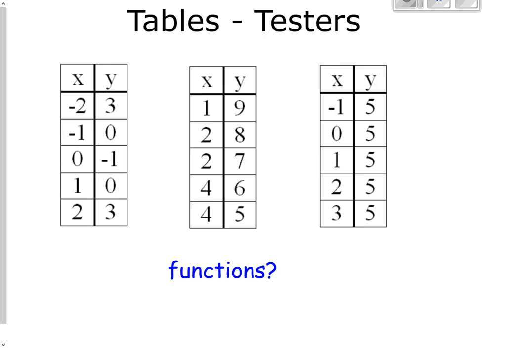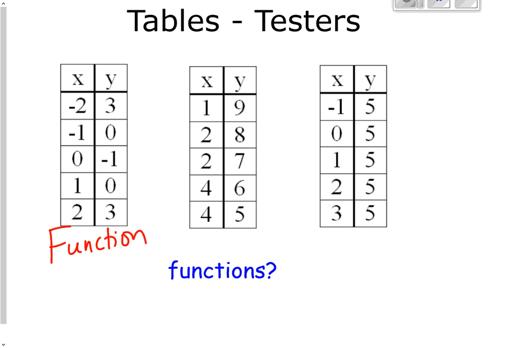Okay, so here's some table of values. So what you're looking for is we're going to look into our X columns. We're going to look at those inputs, trying to find duplicates. And here I have -2 goes to 3, -1 goes to 0, 0 goes to -1, 1 goes to 0, 2 goes to 3. We're good here. This is a function.